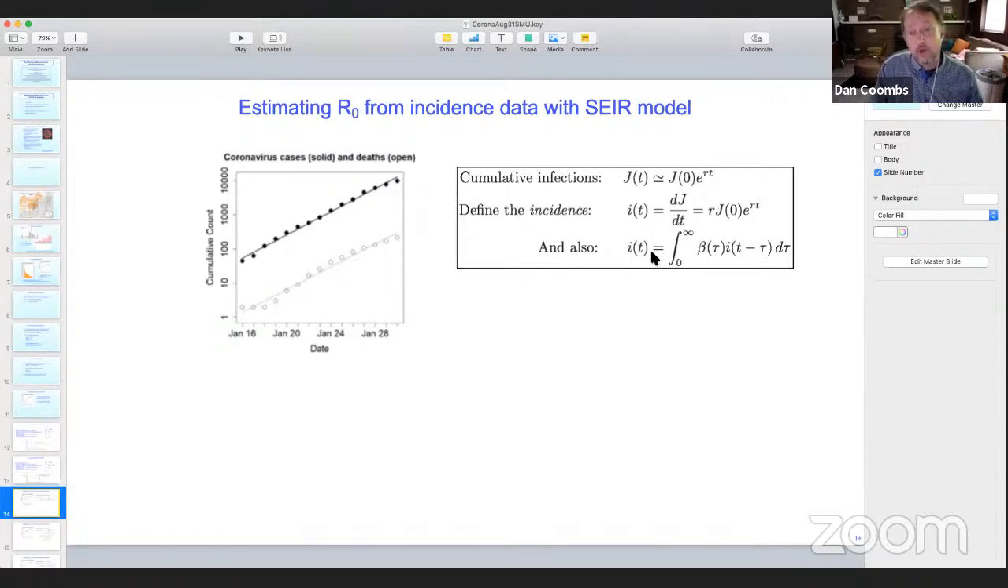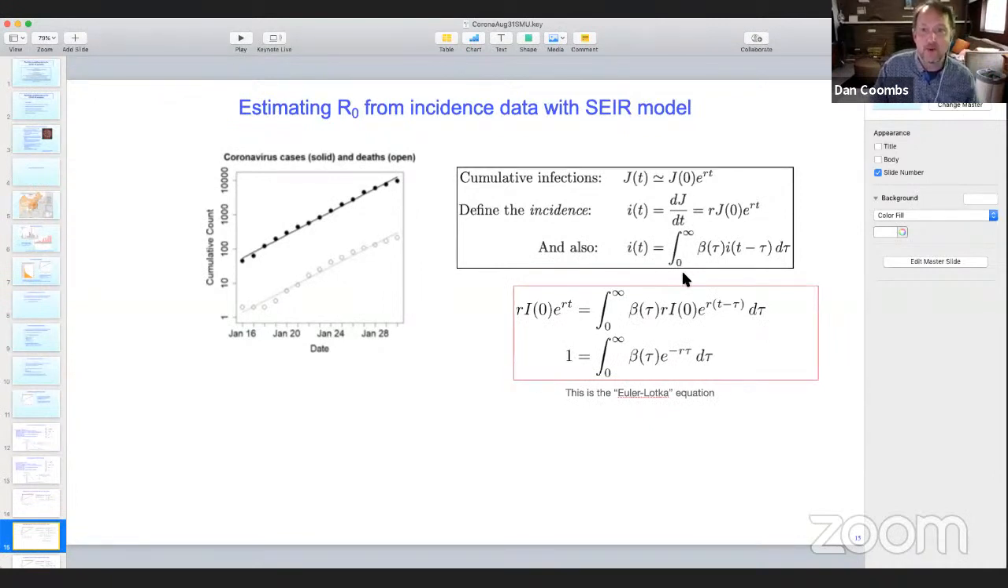But also, this incidence is going to be a convolution of that infectiousness kernel, beta, which is the time distribution of infectiousness, times those people who were infected tau time units ago. And then we integrate that over all delays into the past. So this is just a convolution of these two things. It's quite standard if you're used to looking at it this way, but maybe a little confusing if you're not. But take it from me, that's a good way to do it.